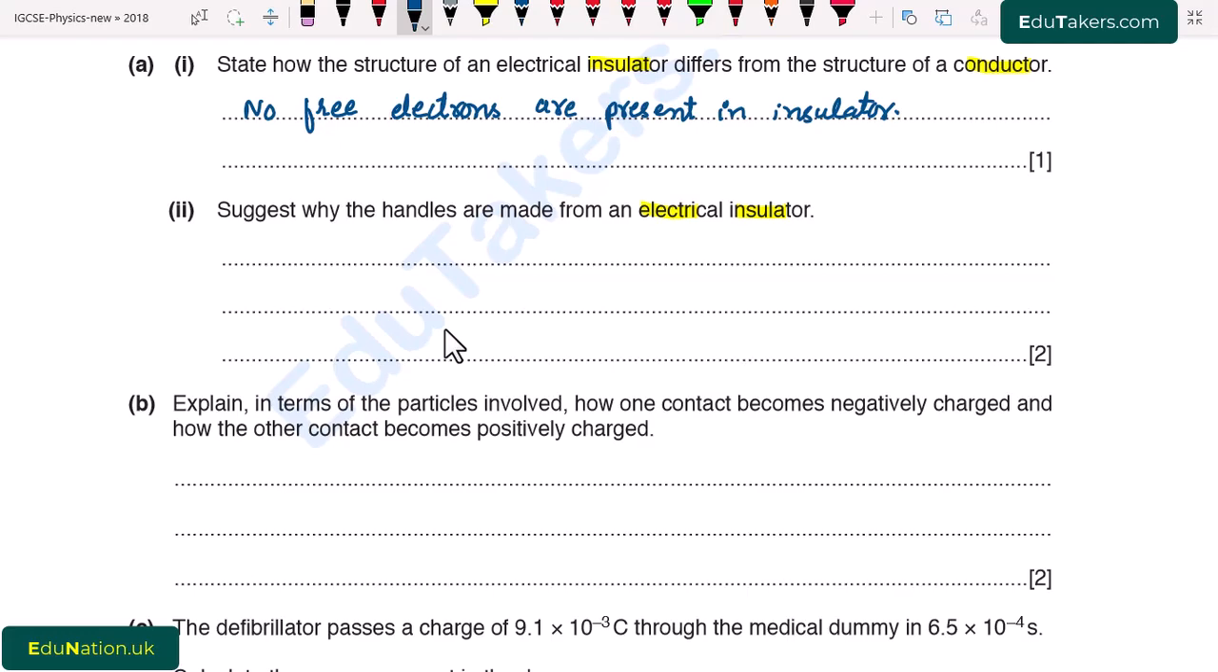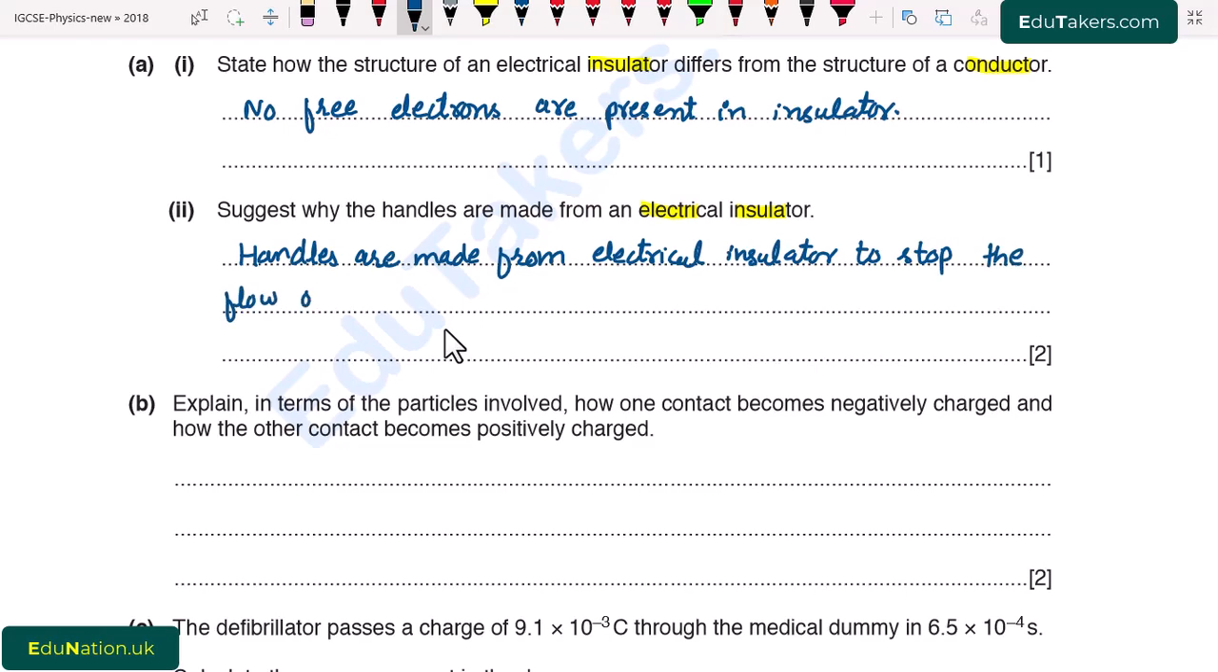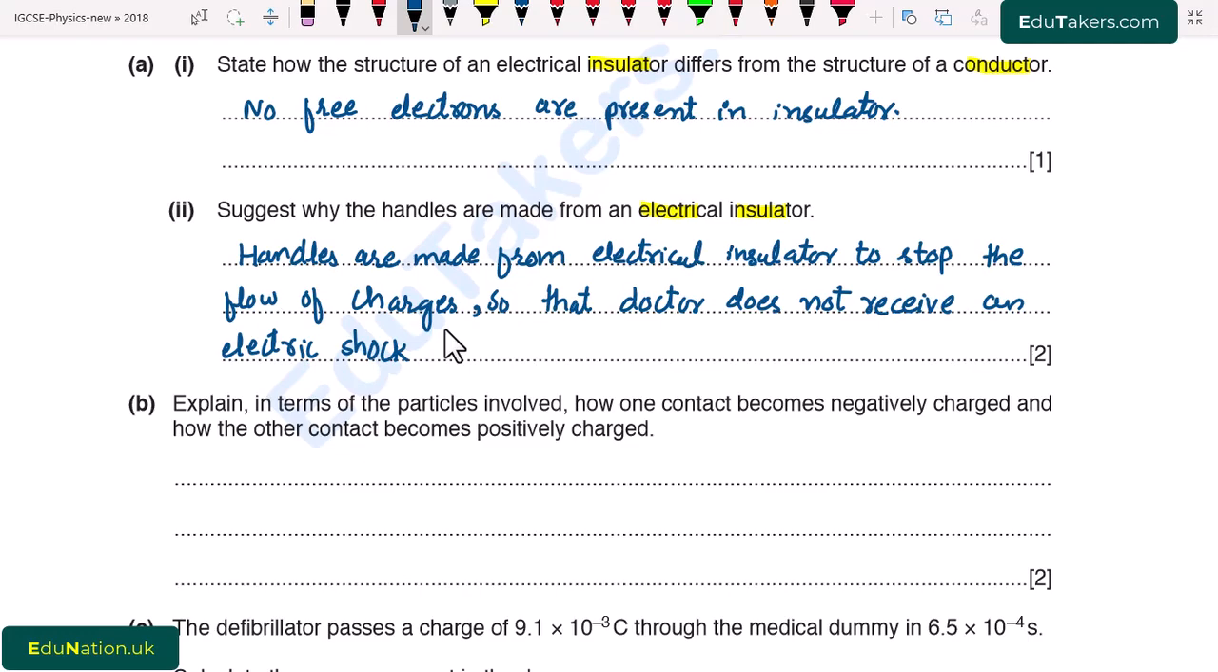So I write here, handles are made from electrical insulator to stop the flow of charges so that doctor does not receive an electric shock which might injure him.